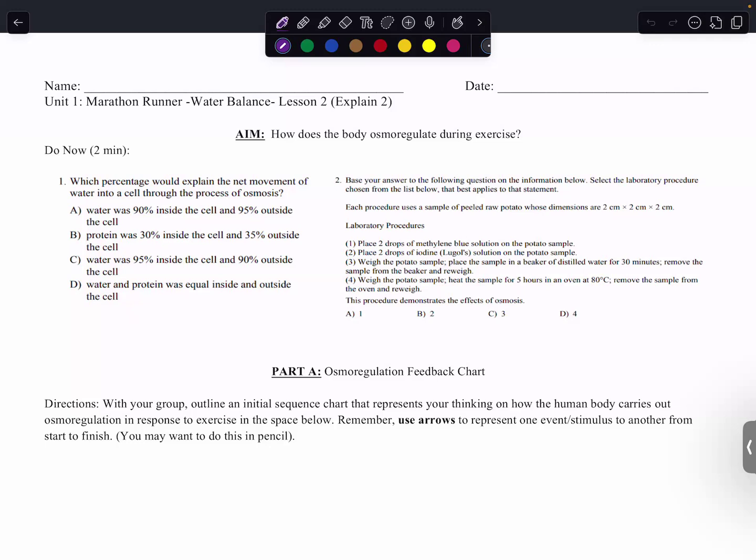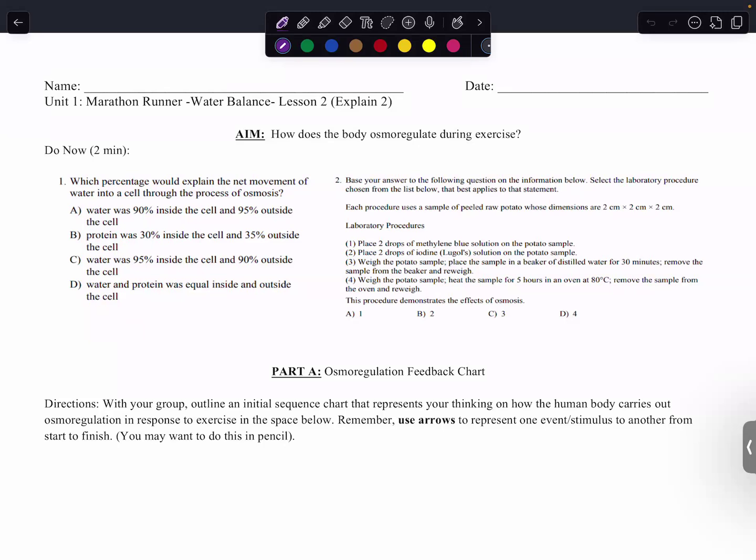Very refreshing. Now, number one says, which percentage would explain the net movement of water into a cell through the process of osmosis? Now, you have to recall, osmosis is the movement of water very specifically from an area of high concentration to an area of low concentration until equilibrium is reached, and it does not require any energy. We learned this literally during the osmosis onion cell investigation that we explored.